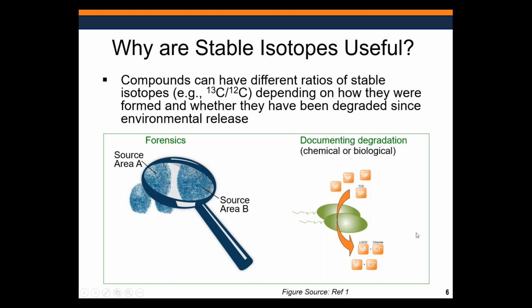If you have some chemical that's been made by different processes, often the isotope ratios in that chemical are going to be somewhat different. Secondly, in terms of documenting degradation, there's a predictable increase in the ratio of heavy to light isotopes in lots of different compounds as they biodegrade and/or abiotically degrade. So you can use this as a means to firmly establish that something's degrading in the field.